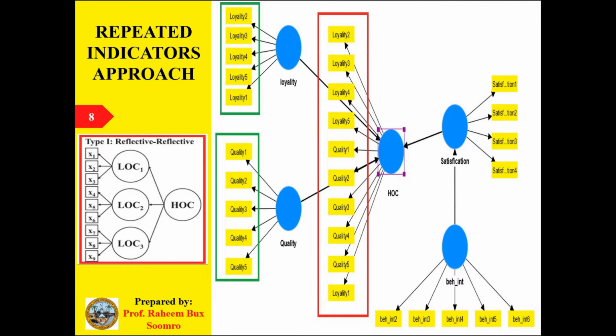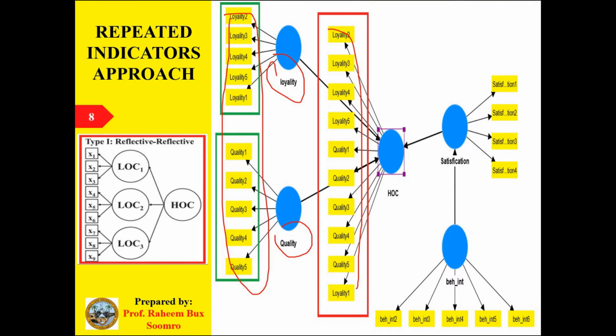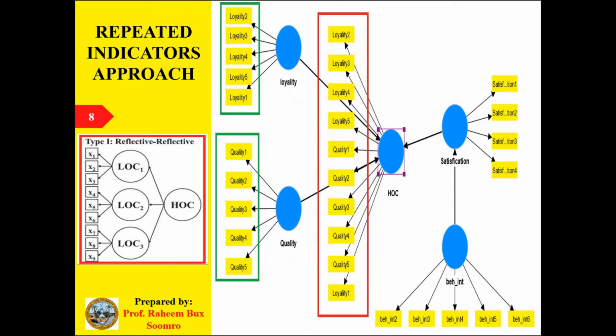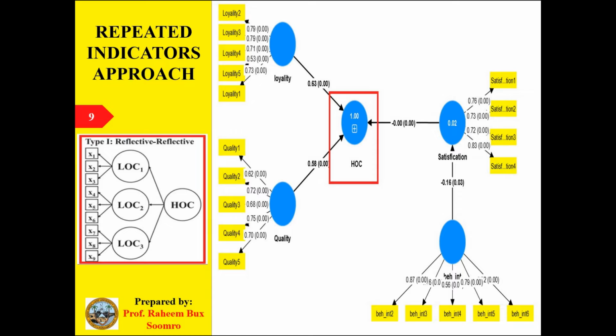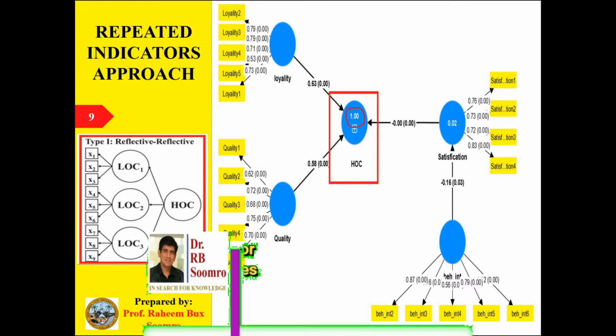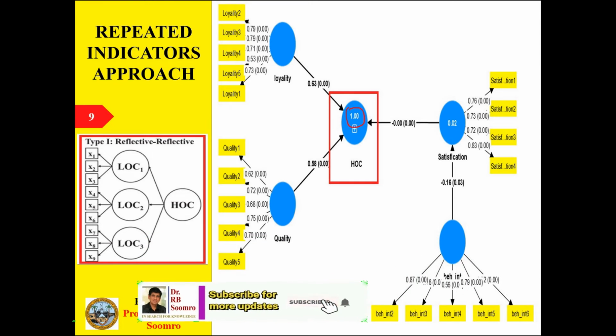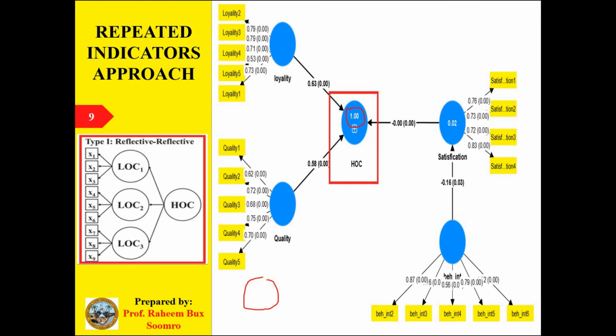So now you're looking here. This is the subdimension loyalty, and this is the subdimension quality, and these are their items. What I have done is assign all these items to my lower order construct, and after assigning this, the R square has become 1. The HOC's R square has become 1. So there is no need to add any other subdimension, because these two dimensions have fully explained the model.